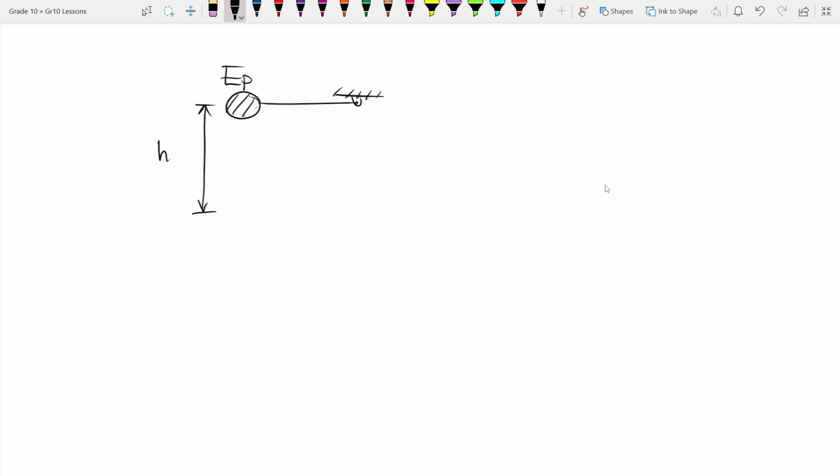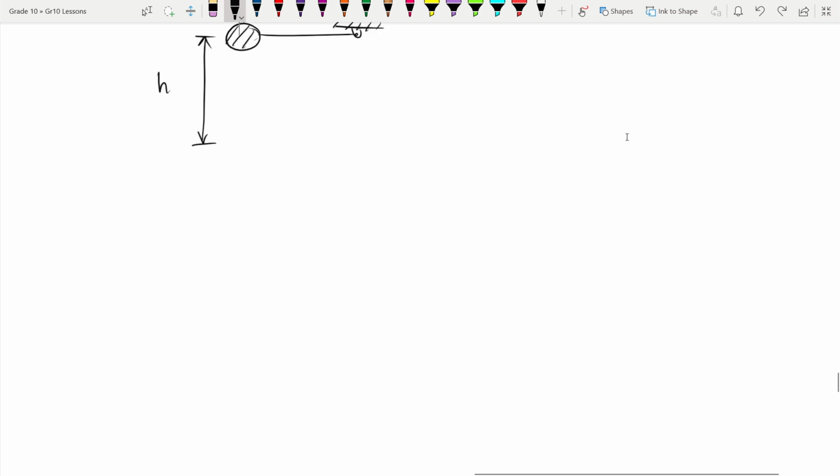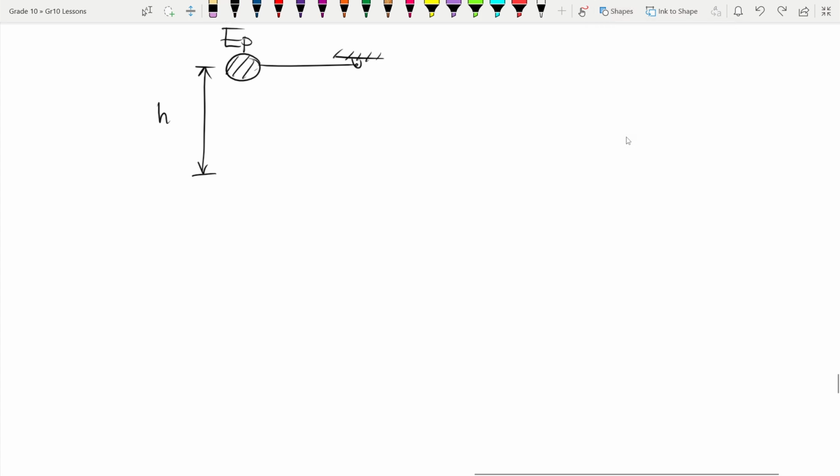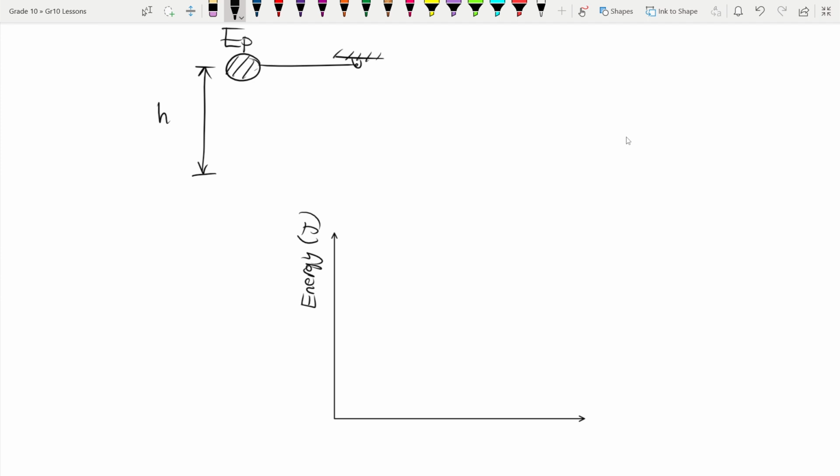And then I'm going to show the graph. By the way, you can get a graph in multiple choice usually, and they'll ask which graph correctly represents what is going on here. So let's make a graph explanation for this. On the Y axis, we're going to have energy in joules. On the X axis, I'll say time. Is it time? Yes, it is time in seconds.